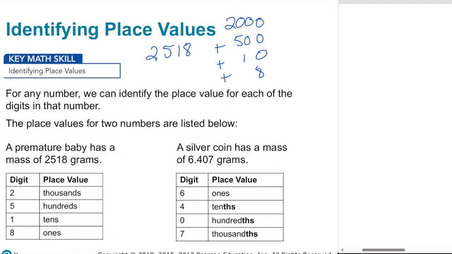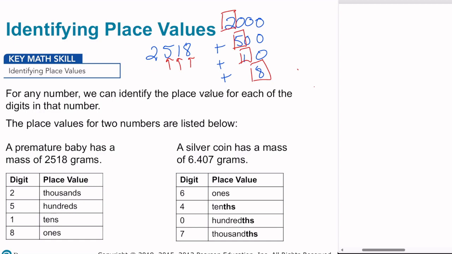The 2, let's circle things in red. The 2 is in the thousands place because we have 2,000 things in this number. Next, we have the 5, which is in the hundreds place. There are 500 things expressed in this number. Plus, the 1 is in the tens place because there are 10 things expressed in this number. And 8 is in the ones place because there are 8 things expressed in this number.